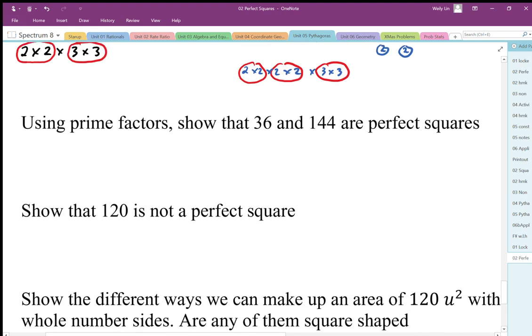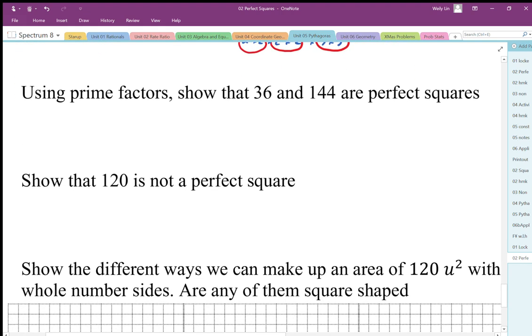So we can also show that 120 is not a perfect square by the same property. Let's prime factorize 120 here. So I end up with 3, 15. 15 does not divide by 2, 15 divides by 3 and 5. So I can show that 120 is equal to 2 times 2 times 2 times 3 times 5.